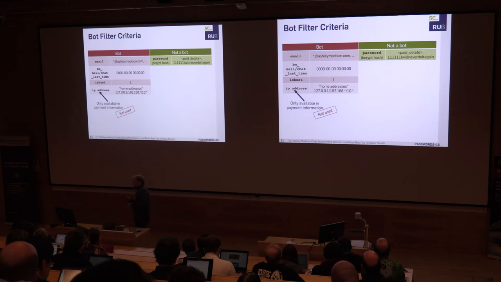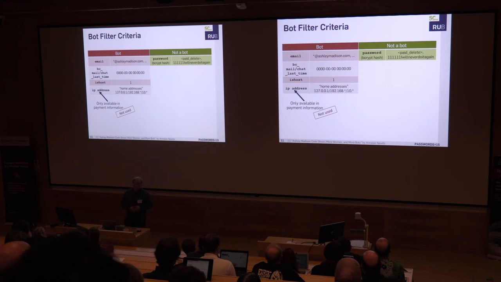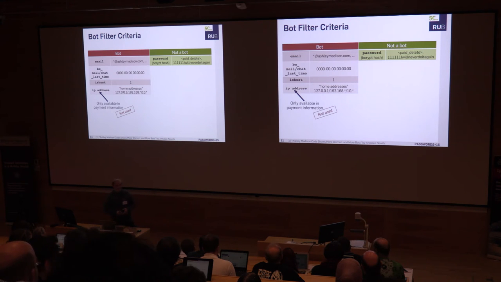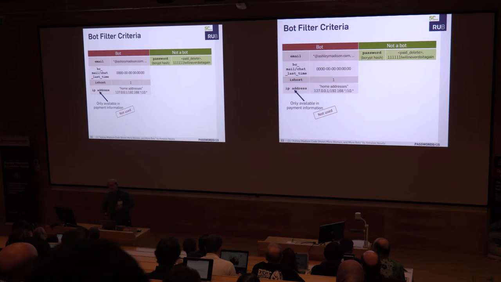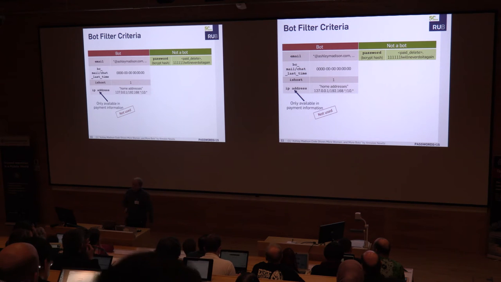As we will hear later today, there is a bcrypt hash in this leak. And if this password value, this bcrypt hash, was changed to paid delete or 111, I will never do it again, then we can be pretty sure that this account was a paid account. Someone paid money to delete this account. However, the service provider did not really delete it, just changed the hash to this value, so the user was no longer able to log in.